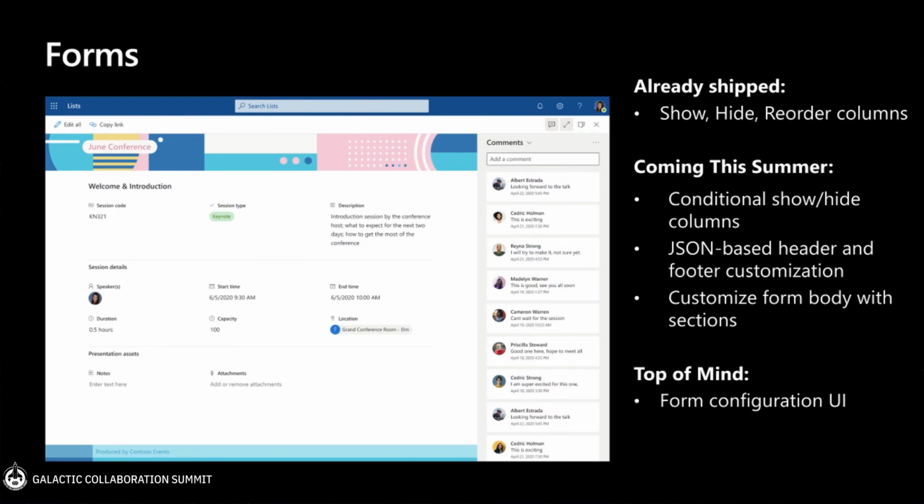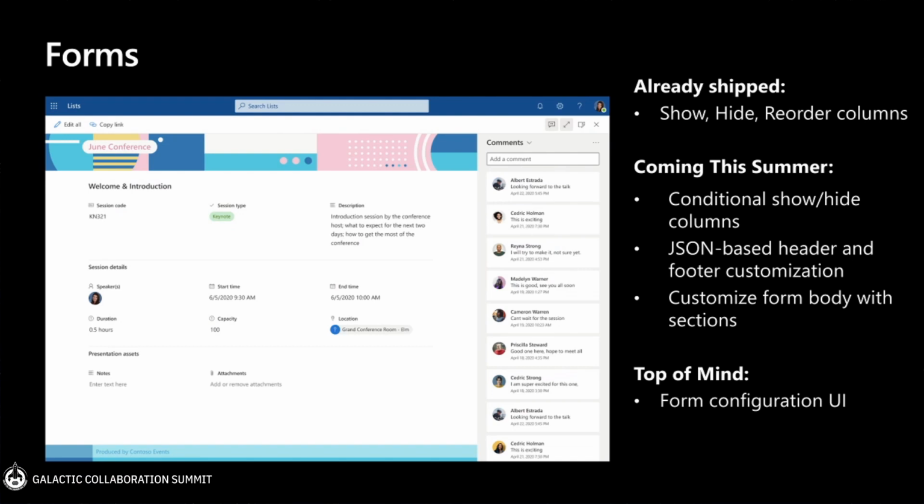I also showed you the power of SharePoint Forms. So forms have always been an important element of SharePoint lists, and they're getting more and more powerful and more customizable every day. Late last year, we released the ability to do simple show, hide, reorder of columns in the SharePoint form. We're currently rolling out the ability to do conditional show, hide. So if you want to build simple branching logic in your forms, it's as easy as specifying a simple Excel-like if statement to control whether a field should be shown based on the value of another field in the form. For power users, we're also rolling out the ability to do JSON-based header and footer and body customization of forms. So if you're familiar with column and view formatting via JSON, you're going to be familiar with that set of capabilities as well.